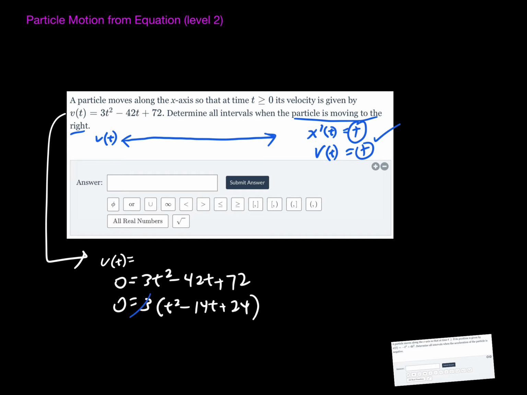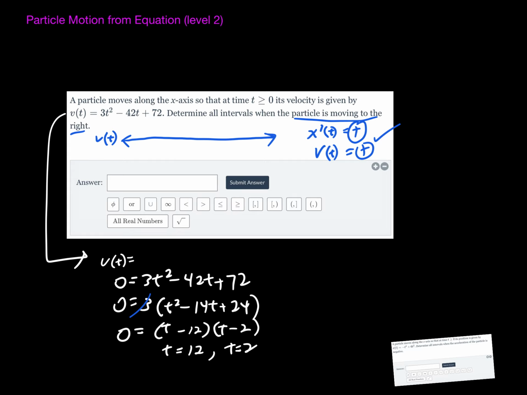So let's continue. Now we're going to set this equal to 0, and now we can factor it nicely since we took the 3 out. Well, we could have done it with the 3 also, but it's easier now. That's a t, and that's a t, and we want 24, so we want both negatives. We want a negative 12 and a negative 2, because that's going to give you negative 14 and a positive 24. So now you set these both equal to 0, and you're going to get t equals 12 and t equals 2.